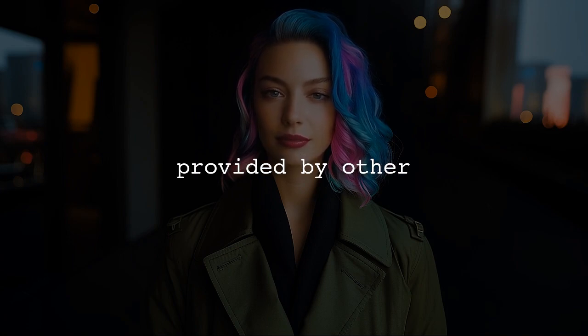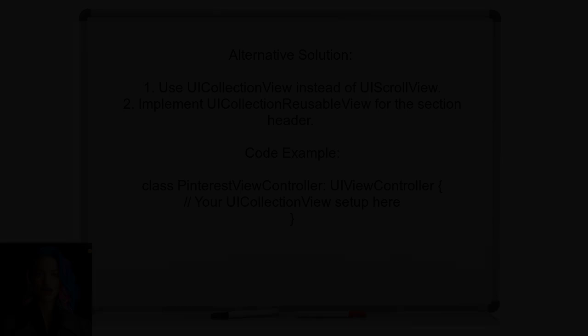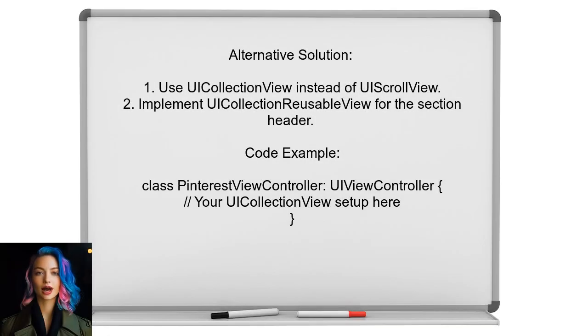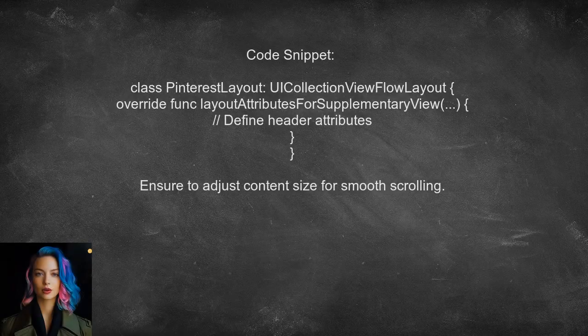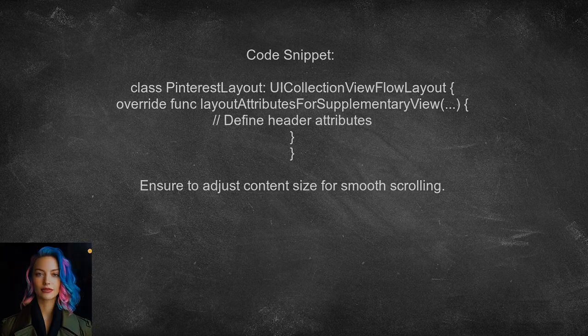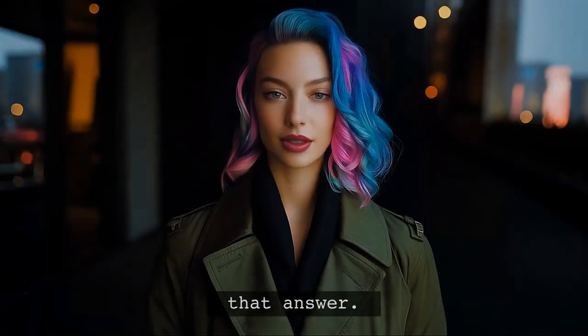Now, let's look at the answers provided by other users. An alternative solution suggests that you don't need to use UIScrollView at all. Instead, you can achieve your design using just UICollectionView. To create a scrollable header, utilize UICollectionReusableView as the section header within your collection view. The user also provides a code snippet for setting up the collection view and its header. They recommend defining the layout attributes for the header and adjusting the content size accordingly to ensure everything scrolls smoothly. That's it for that answer.